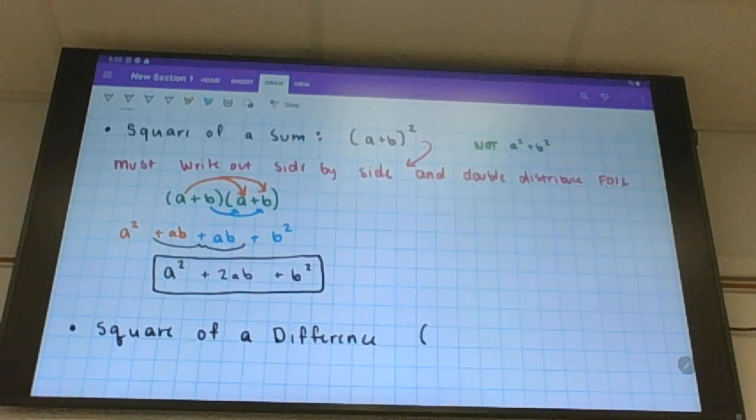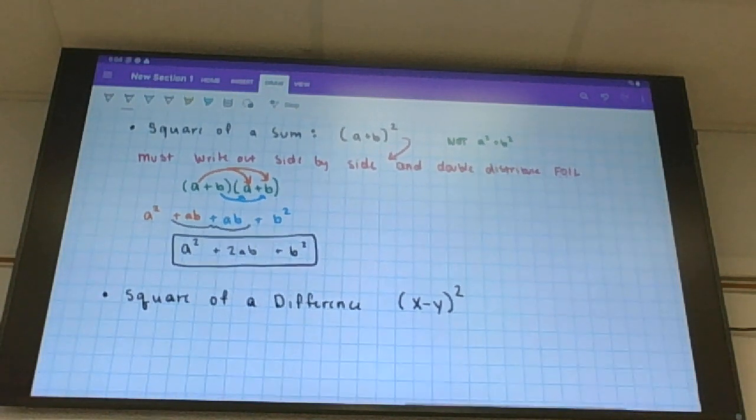All right, we'll do that again. Instead of square of a sum, we'll do square of a difference. We'll do x minus y squared. This is not x squared minus y squared like most people would think. We're going to write it out side by side and do our double distribution or our FOIL.